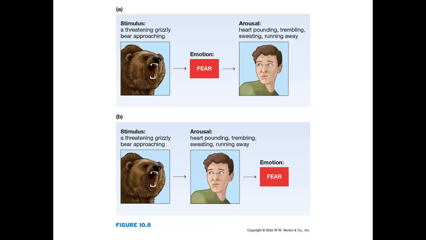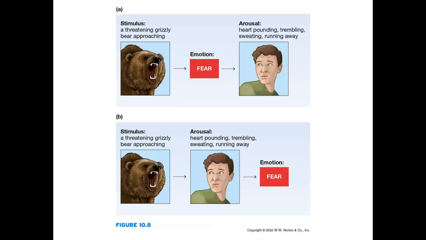Second scenario: you see a threatening grizzly bear approaching. Your heart's pounding, you're trembling, sweating. You want to run away, but now you know not to, because Lisa told you not to. And you have that feeling of fear.